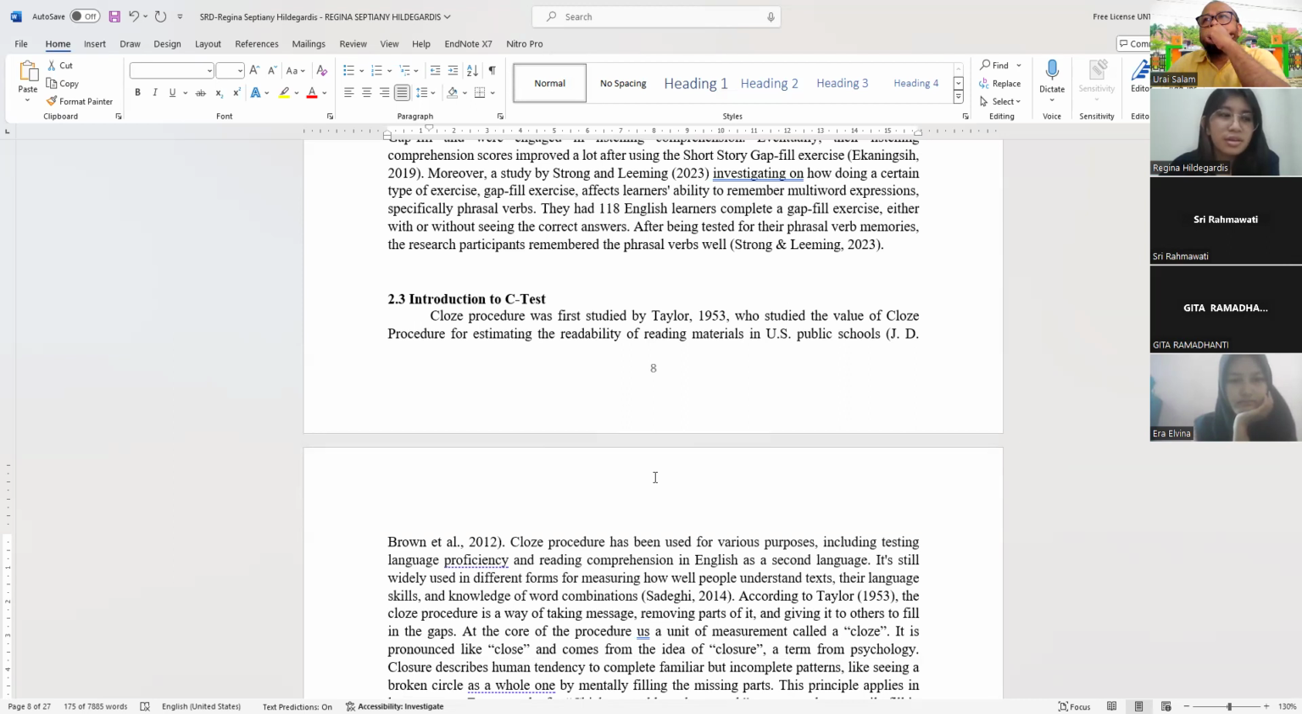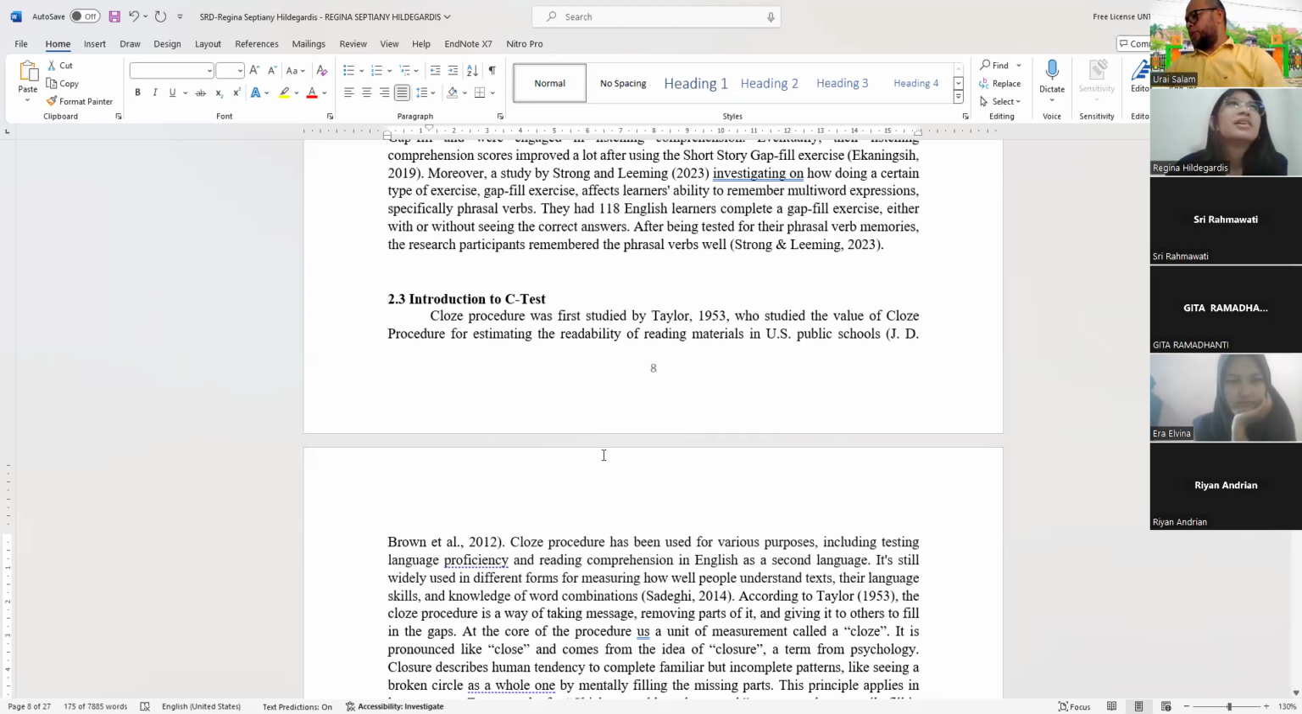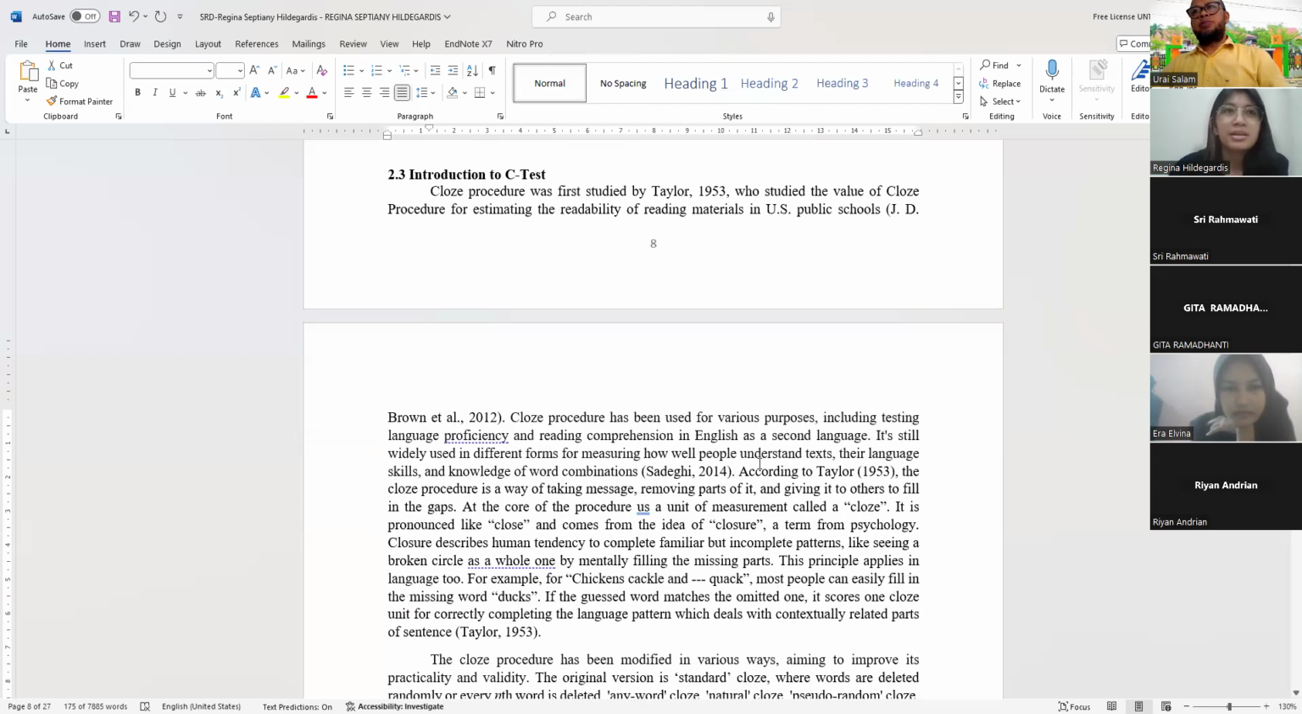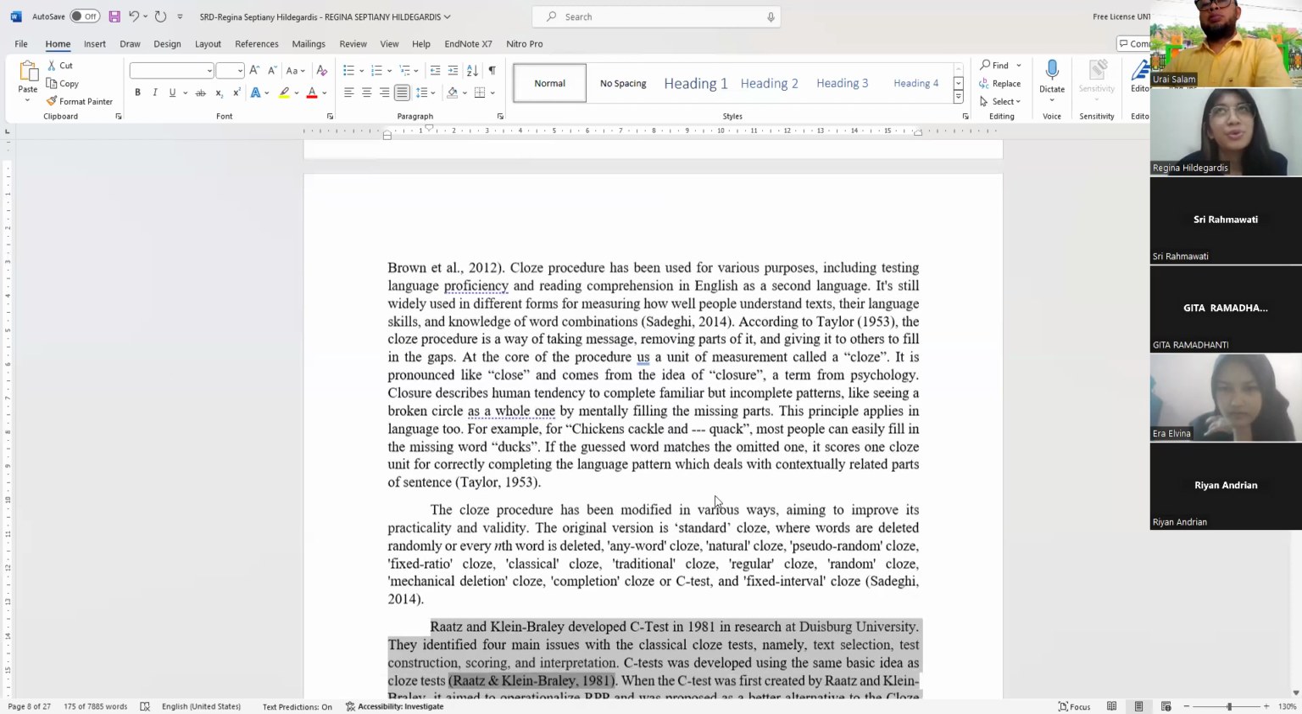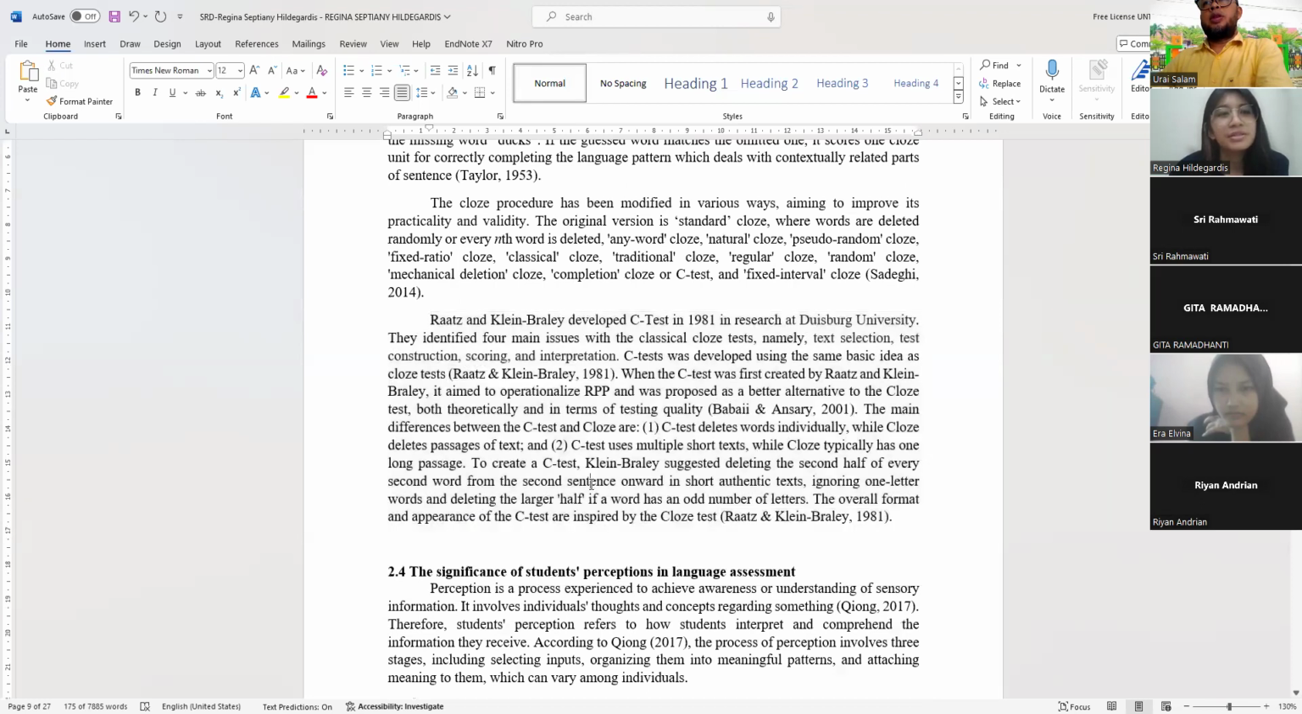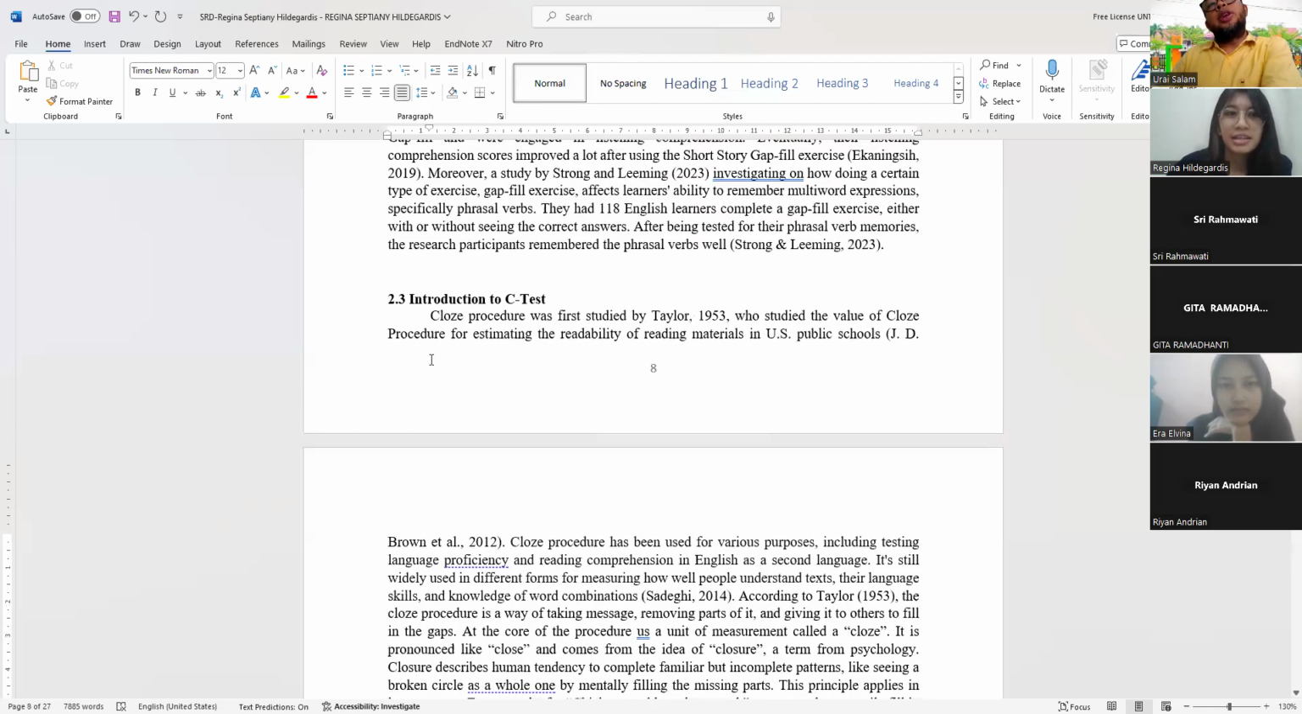I think the point is that this research is about to find out the students' attitude towards C-test, to be later maybe developed by teachers to be some kind of efficient and practical test. So meaning that you are kind of introducing the C-test. Yes. Yeah. So that's why in this section you really need to talk a lot about C-test.